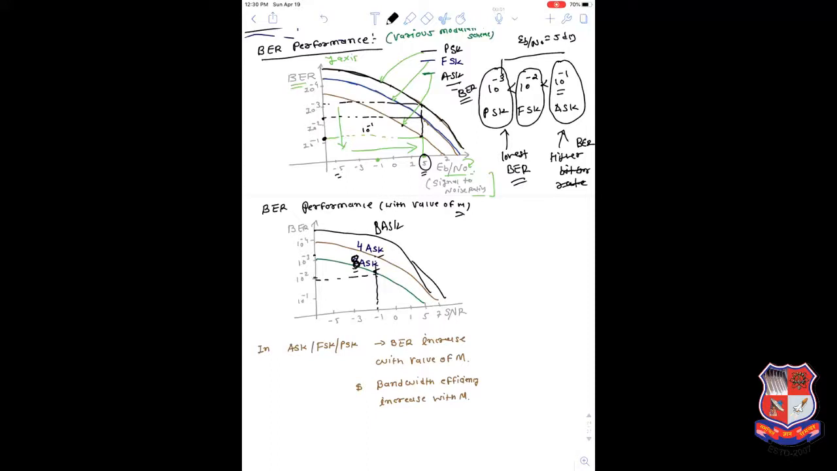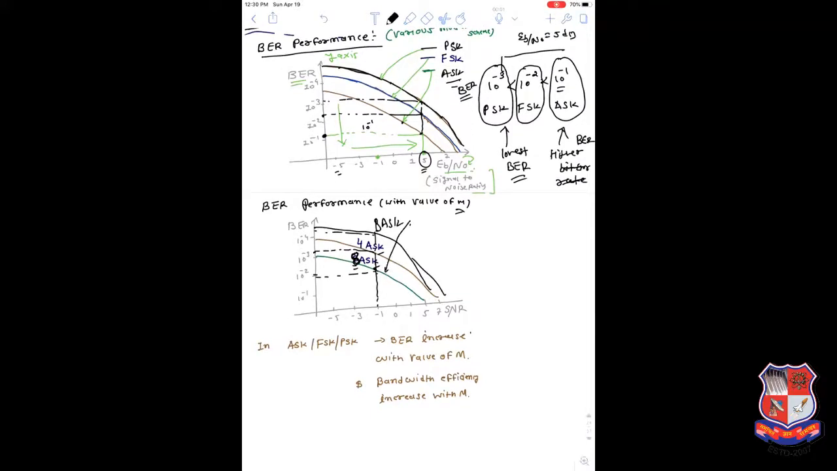So what you observe here, for 2-ASK you have a lower bit error rate. If you go further, for 4-ASK you have a higher bit error rate. If you go to 8-ASK you have an even higher bit error rate. So the bit error rate increases with the value of M. If M increases, then the bit error rate increases, right? And what is the reason?